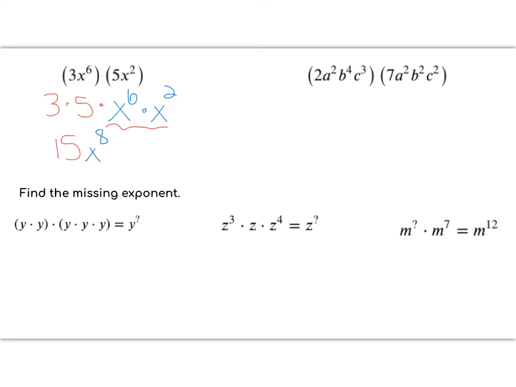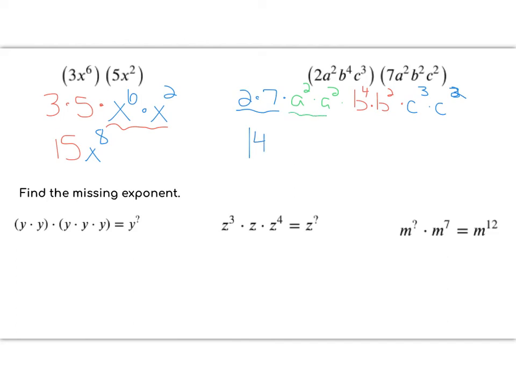If you look at the next one, it looks a little scary. 2a squared b to the 4th c cubed times 7a squared b squared c squared. We're going to do the same thing. We're going to put the numbers together, 2 times 7. We're going to put the a's together, a squared times a squared. We're going to put the b's together, b to the 4th times b squared. And we're going to put the c's together, c cubed times c squared. So just group everything together. And now, I'm sorry, that's c squared. That's a 2. All right, so 2 times 7, that's 14.